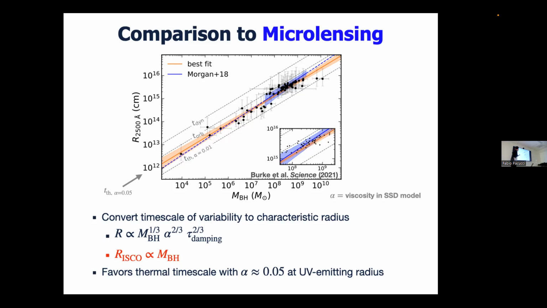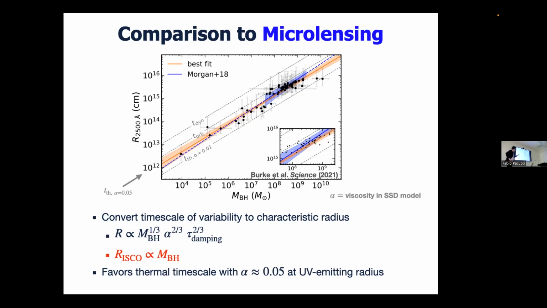And what we found is that our correlation matches the microlensing results in blue. But what's really cool is that our correlation can probe the entire range of supermassive black hole masses, whereas the microlensing results are only looking at the brighter quasars that should have more massive black holes. So that was quite interesting.